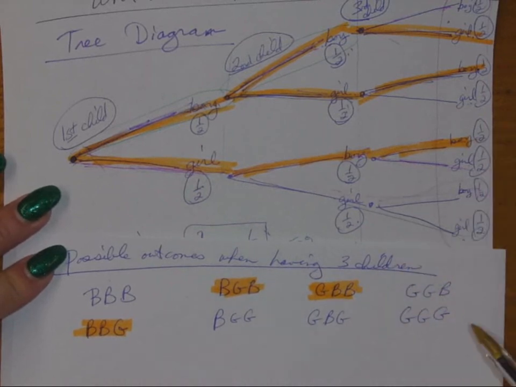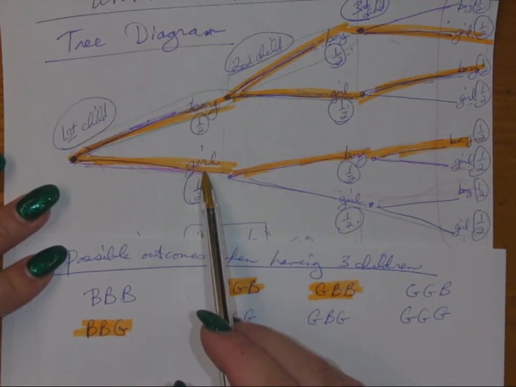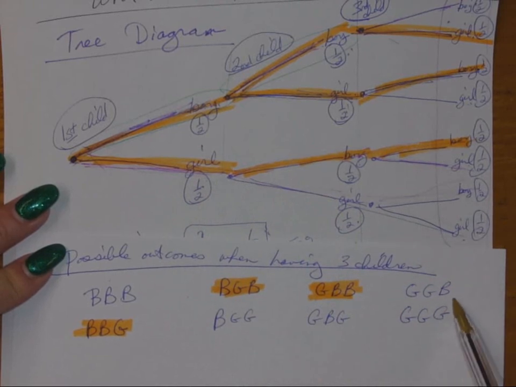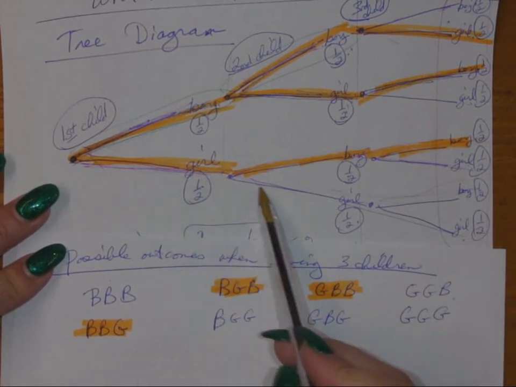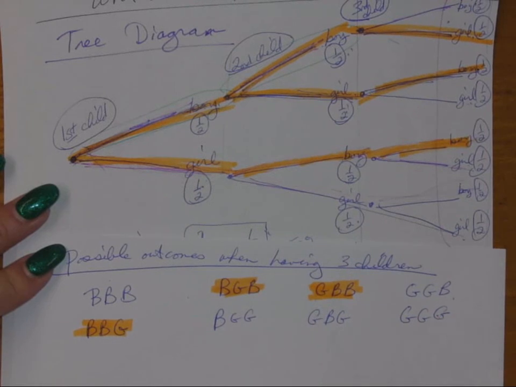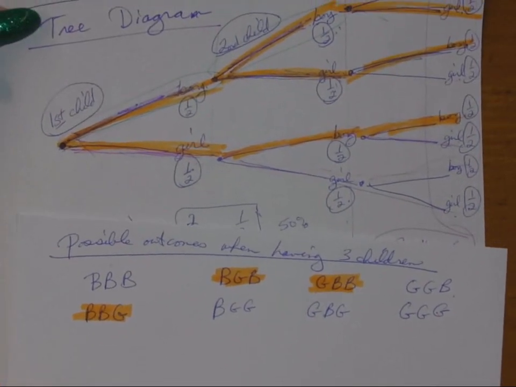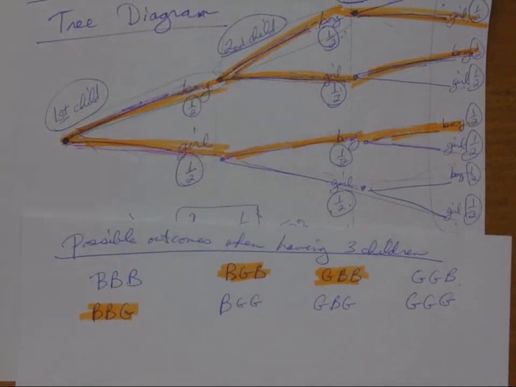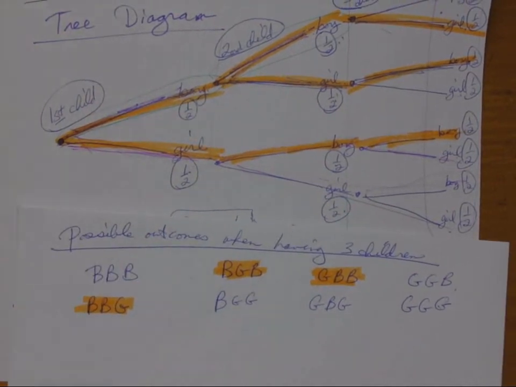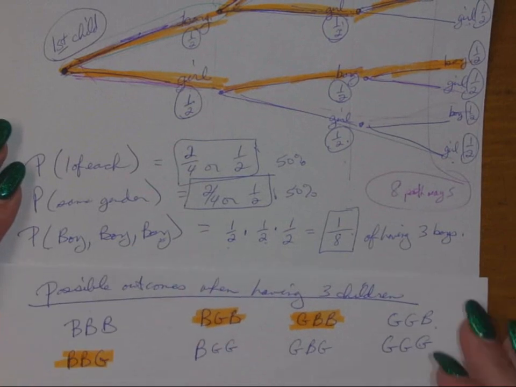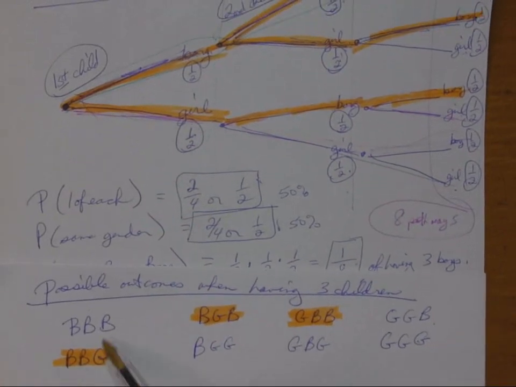All right, I hope you did them really quickly. If not, pause the video, come back. Girl, girl, boy, that's the 7th pathway. And girl, girl, girl is my 8th pathway here, right? And by the way, you didn't have to do boys first and girls second. I just put the boys on top and the girls on the bottom. That was just the way I did it. It's no big deal. But these are my different possible outcomes. And we see there's 8 of them.